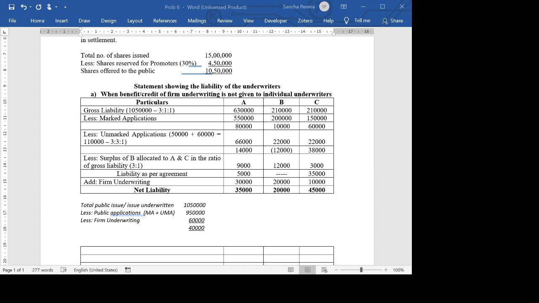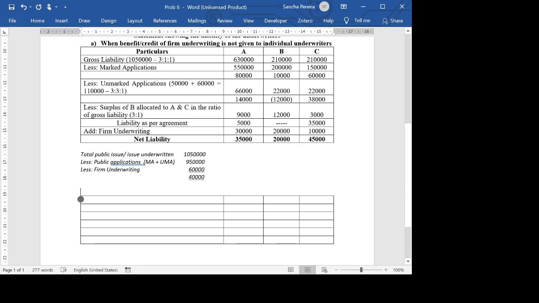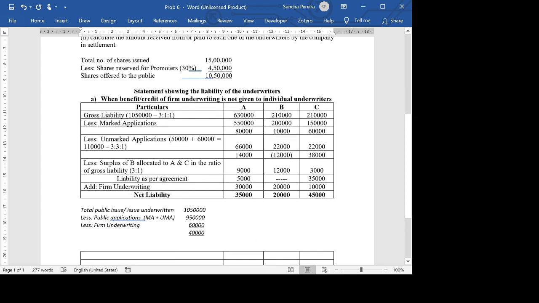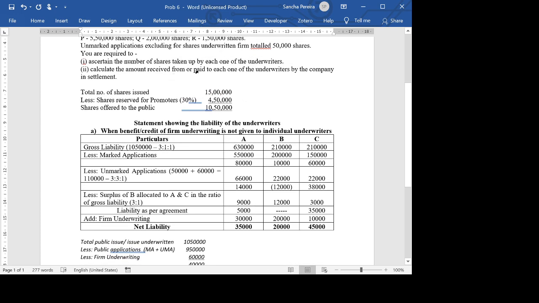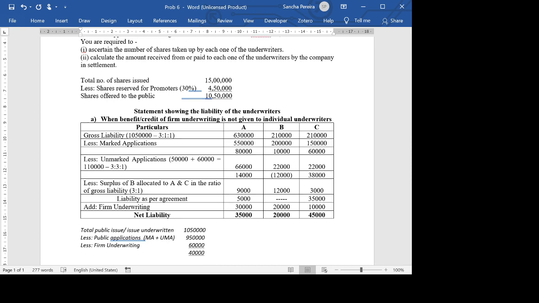So what we are doing in the second statement that we prepare is to check how much the company has to pay the underwriters and how much the underwriters have to pay the company. So that's what it says here. Calculate the amount received from or paid to each one of the underwriters by the company in settlement. Either the amount the underwriters have to pay the company or the company has to pay the underwriters. So that's a statement that we prepare.